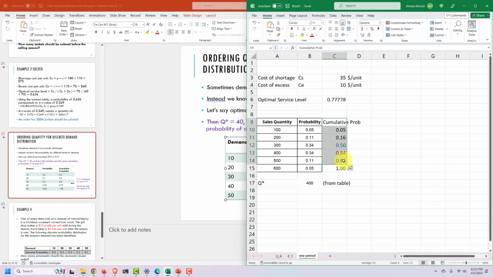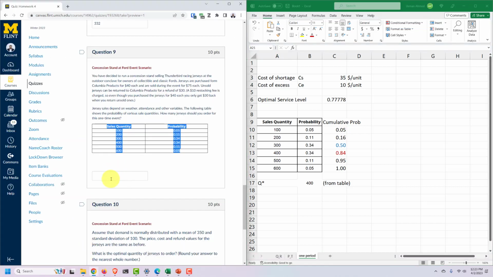So we have to do the cumulative probability method to calculate Q star. Okay, so the optimal quantity would be 400.